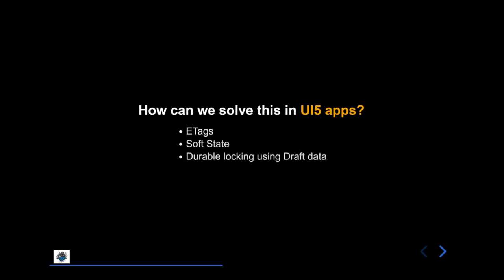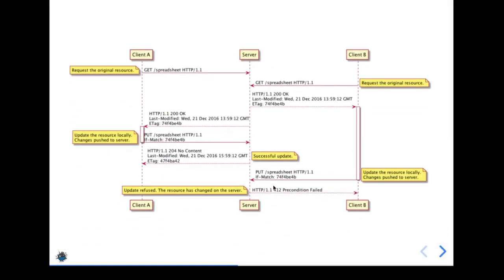One way to solve this is using ETags, and soft state durable locks using draft. We'll see them one by one, and first we'll see ETags. ETags are called entity tags, and their actual purpose initially was cache validation. Let's say there is a browser that is loading some heavy resources. Every time you open a browser, you cannot load the same data again and again, right? So we can cache some data in Chrome, in our browser, so we don't need to send requests to the server again and again.